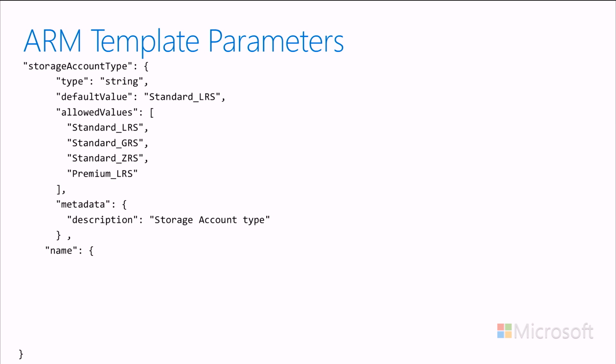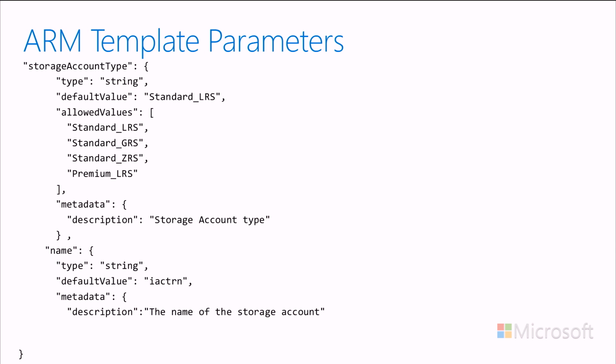And then, you can have more than one parameter. In this section, we have the storage account type. We also have a name parameter. Again, following the same convention, defining a type, defining a default value, and defining the metadata for it. Okay, so that's parameters. Next thing, let's look at the ARM template variables.